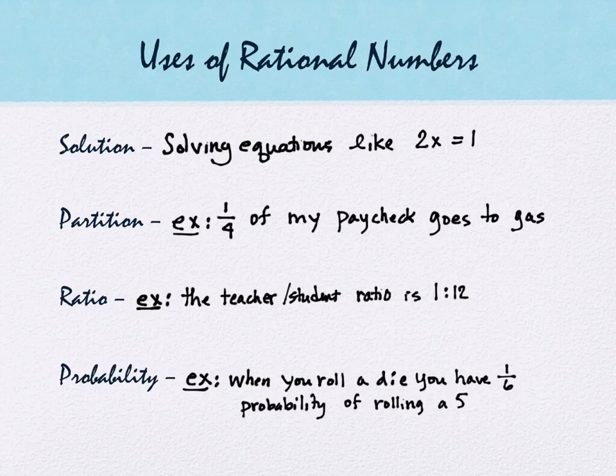So these are our 4 basic ways that we think about rational numbers: solution, partition, ratio, and probability. I think that we're just going to stop there, and we'll pick up with the examples next time so that we can do all 4 of them together.